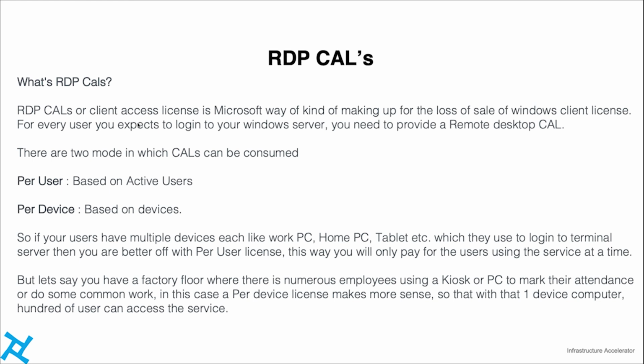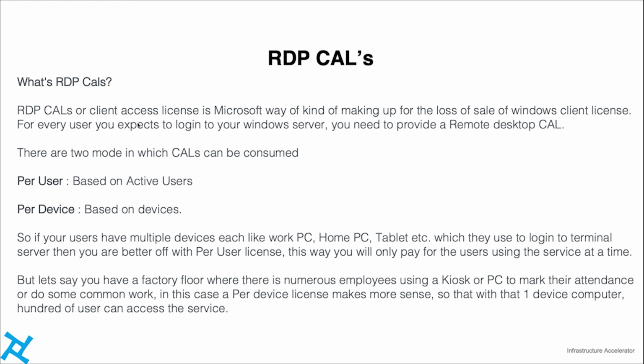For every user you expect to log into your Windows server, you need to provide a remote desktop CAL. There are two modes in which CAL can be consumed: per user or per device. So if your users have multiple devices, like a work PC, a home PC, or a tablet which they use to log into terminal services, then you should have per user licenses so that each user can access via multiple devices.